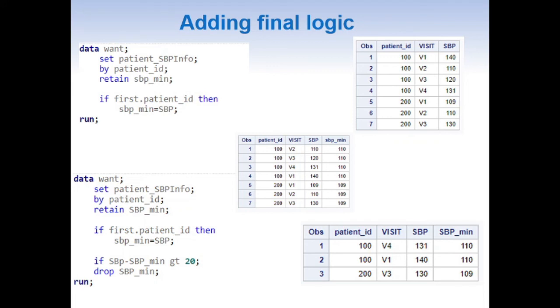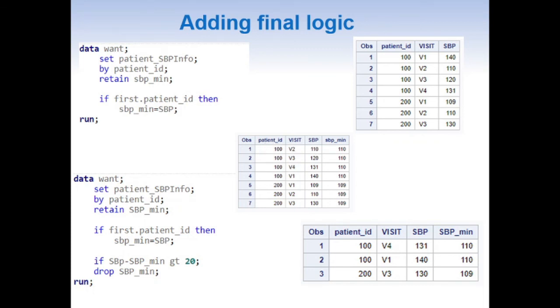Before closing this topic, I would like to quickly reiterate all the things. With the help of retain and if first dot logic, we were able to capture the minimum value for each group. And with the help of if SBP minus SBP_min greater than 20, we are able to find observations in which the difference between minimum and original values is greater than 20 within each patient_ID.